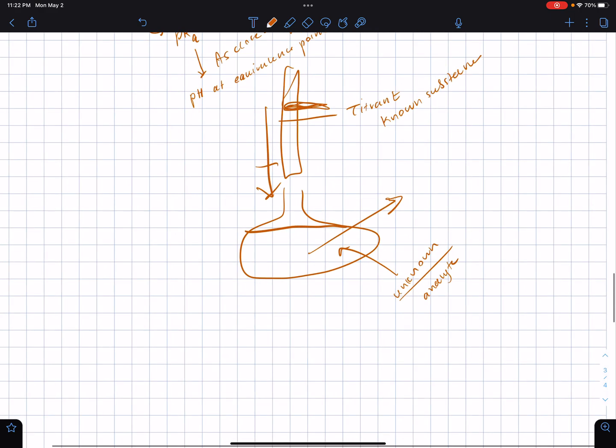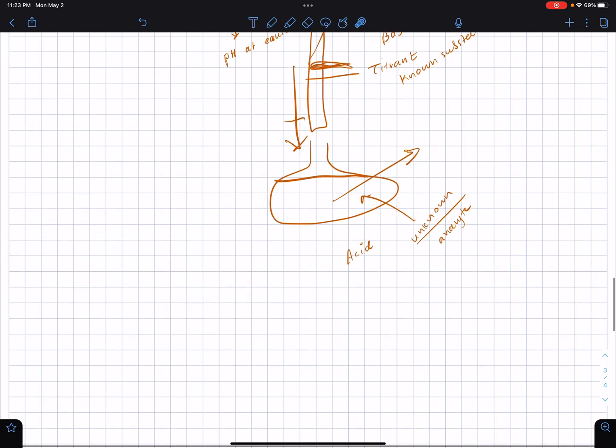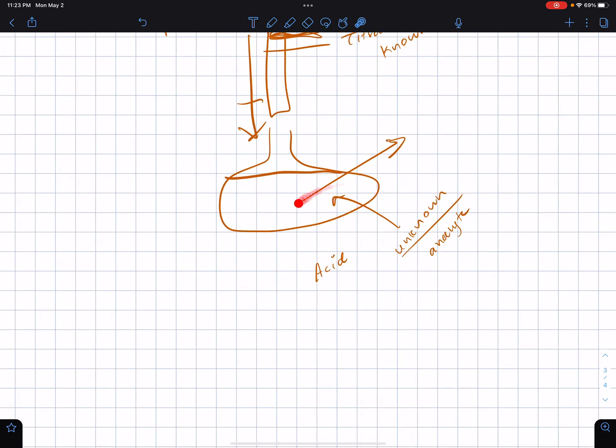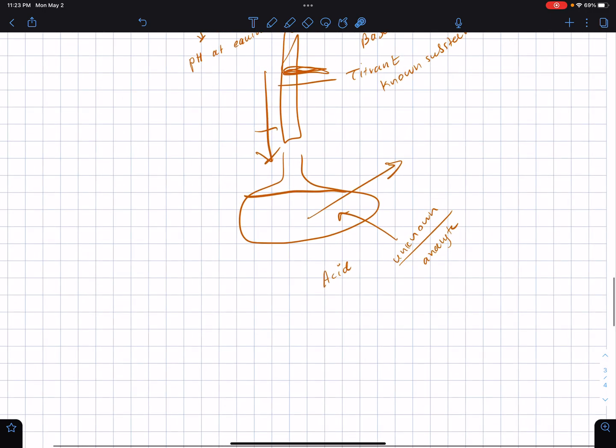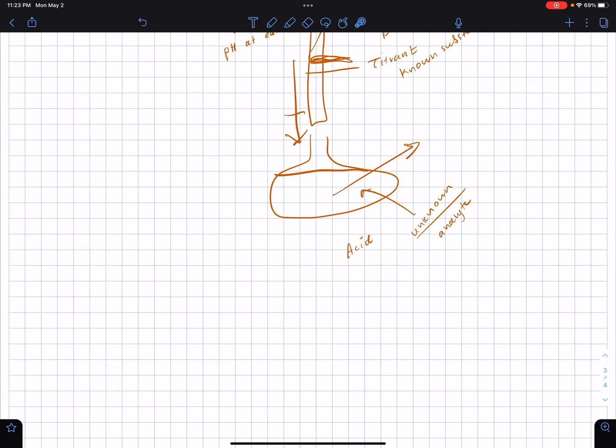Say we have an unknown analyte, and let's say it's an acid. Our titrant is a base, and we are adding this base into this acid. How do we know when we're done? We know when we finally get our indicator that we added enough base that this acid is completely deprotonated, because the whole purpose of a base is to deprotonate an acid. If you need a refresher, I did make a video on acid-base chemistry that you can take a look at.